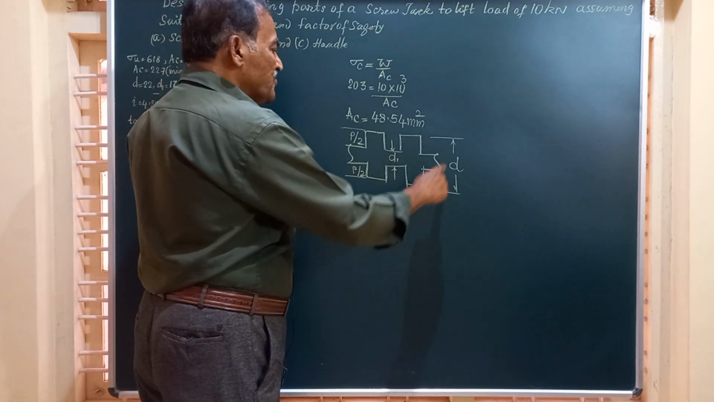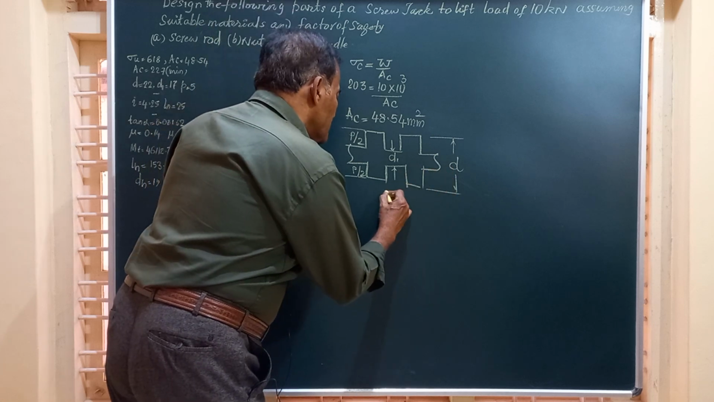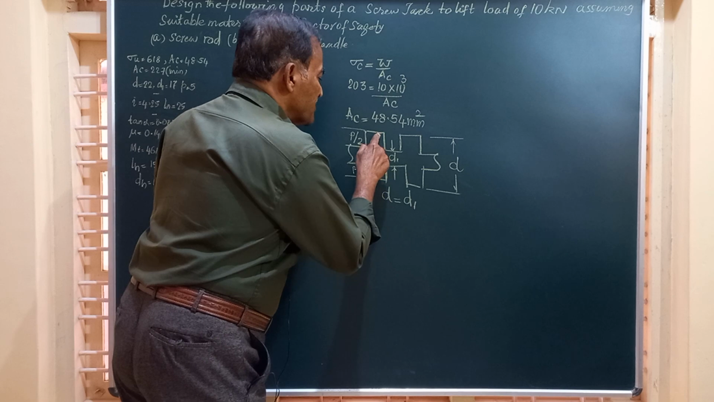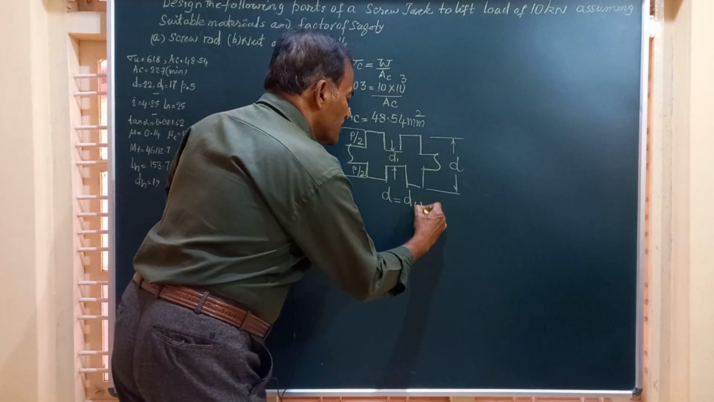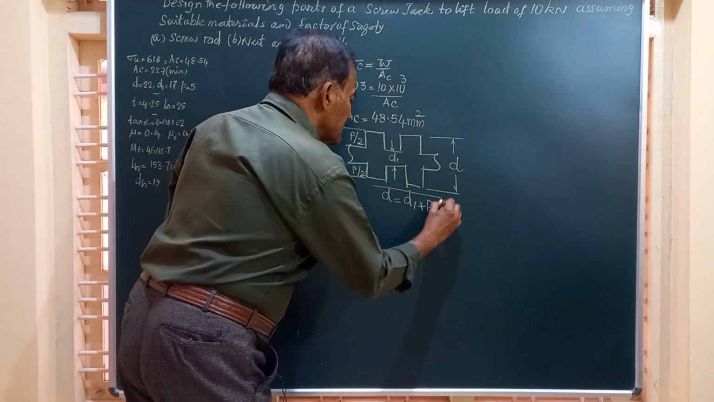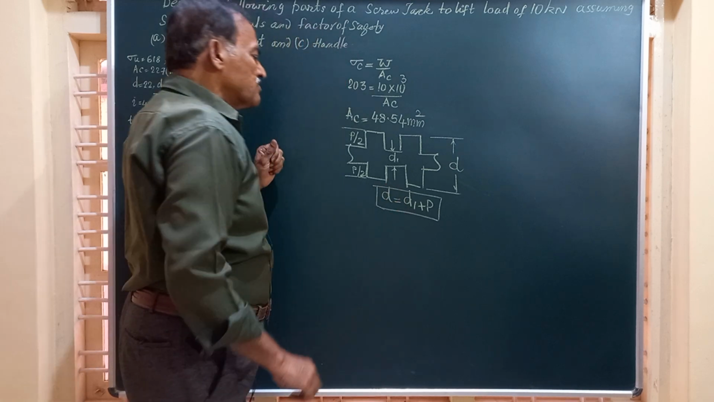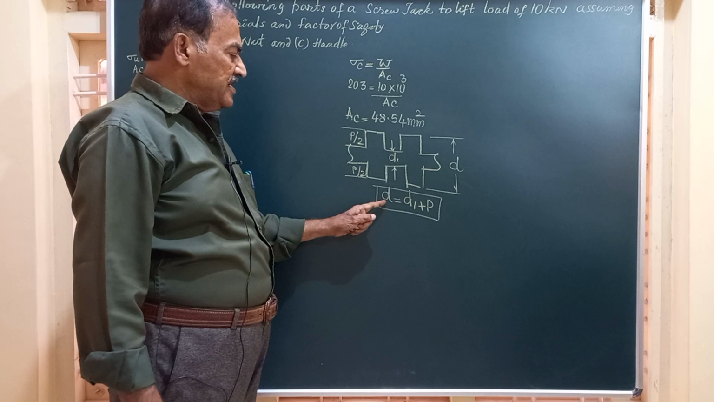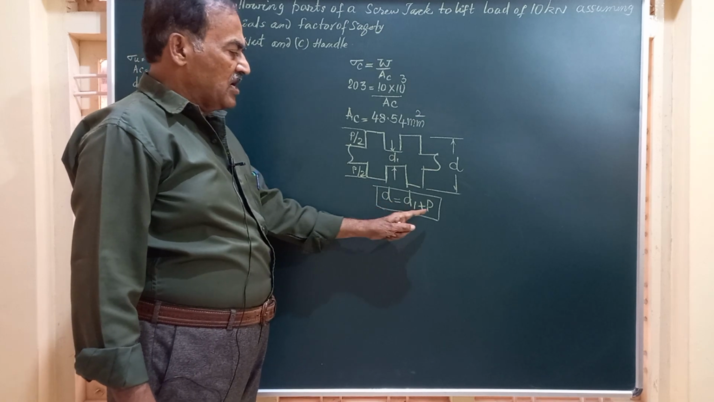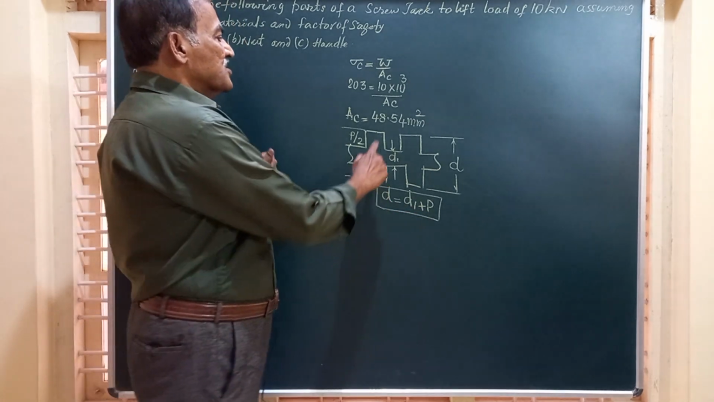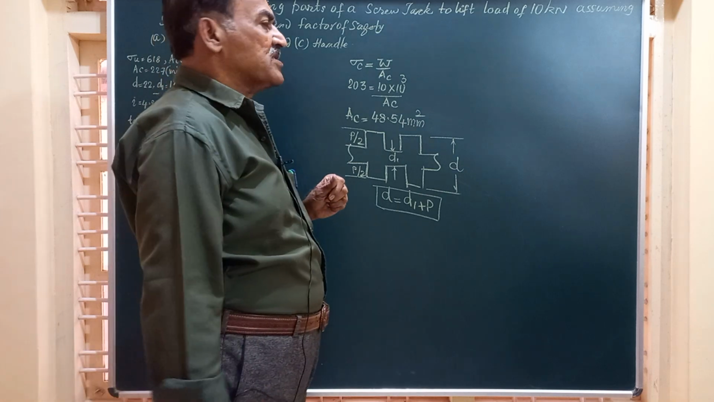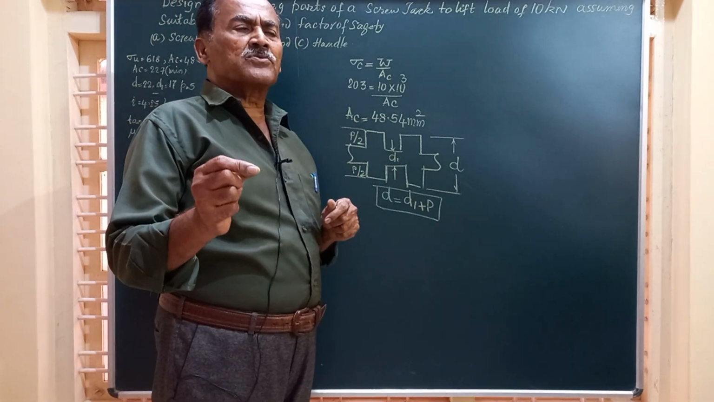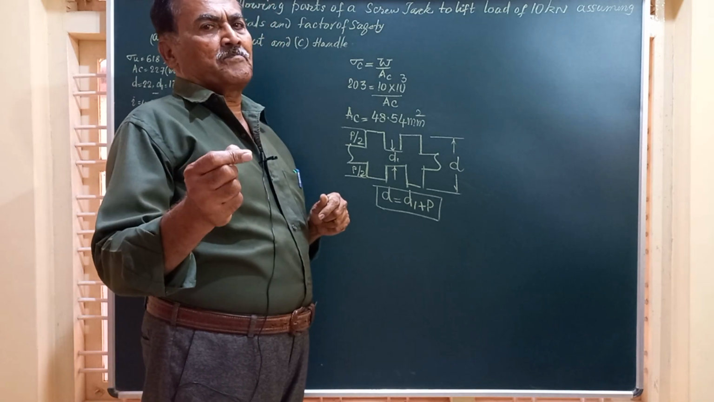And friends, if you refer to this, you can say the outside dia D is equal to d1 plus pitch by 2 plus pitch by 2. So D equals d1 plus p. This is the relation that exists between the nominal dia or the outside diameter of the thread, the core dia d1, and the pitch. Pitch is this value.